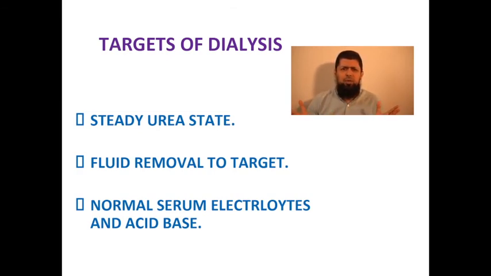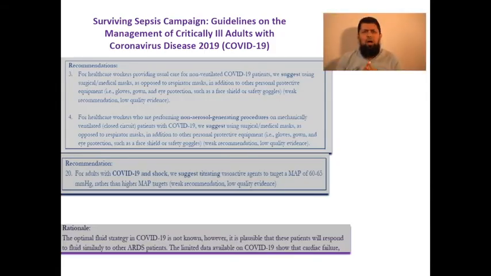And we should monitor the electrolytes and the acid-base status, aiming for normalization of the electrolytes, especially potassium, magnesium, and phosphate, which are supposed to go down with the dialysis. How to deal with COVID-19 patients in the ICU?